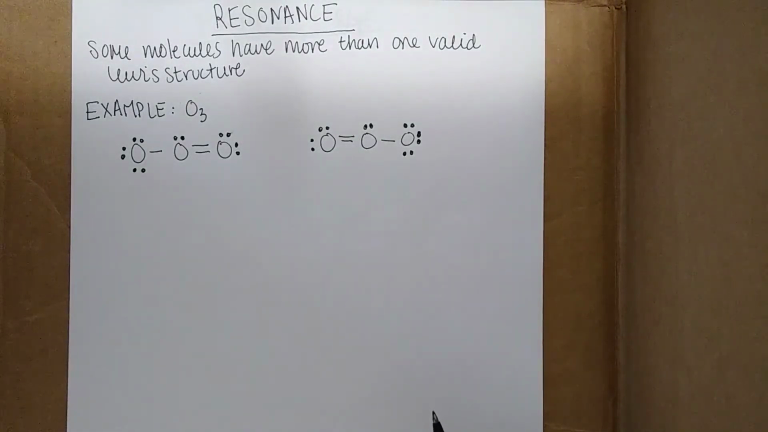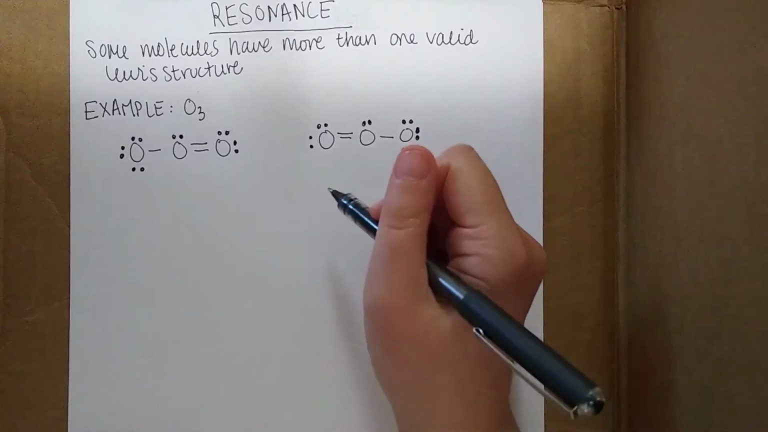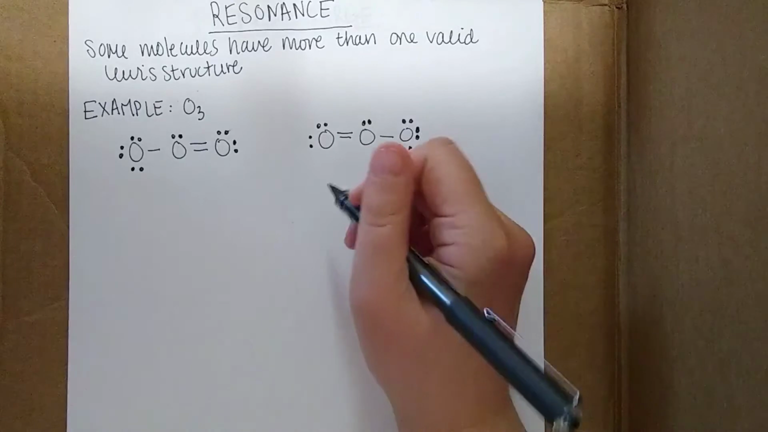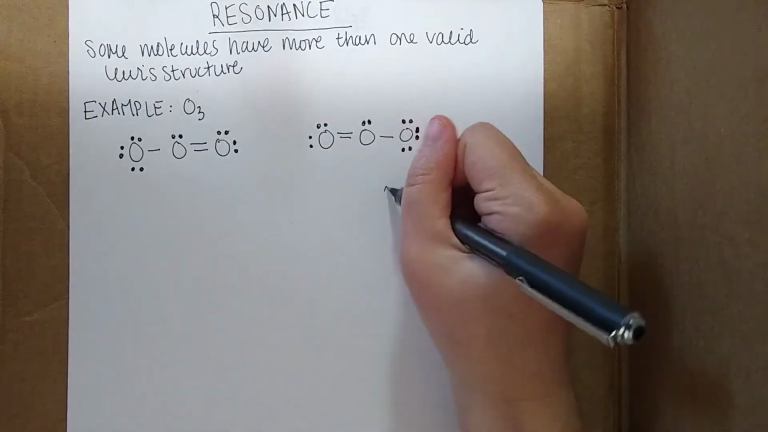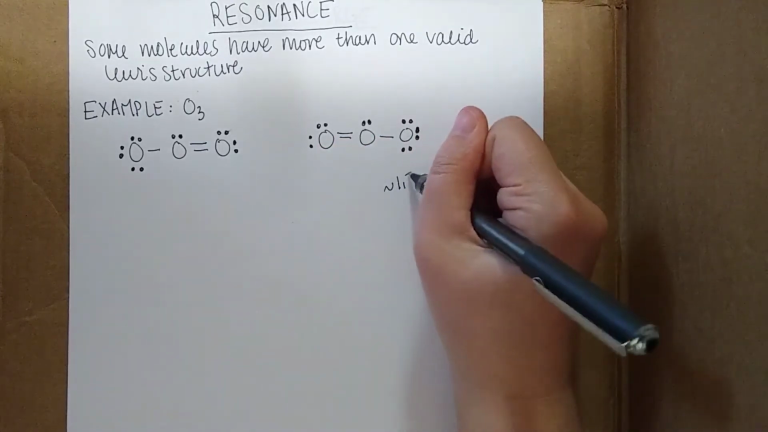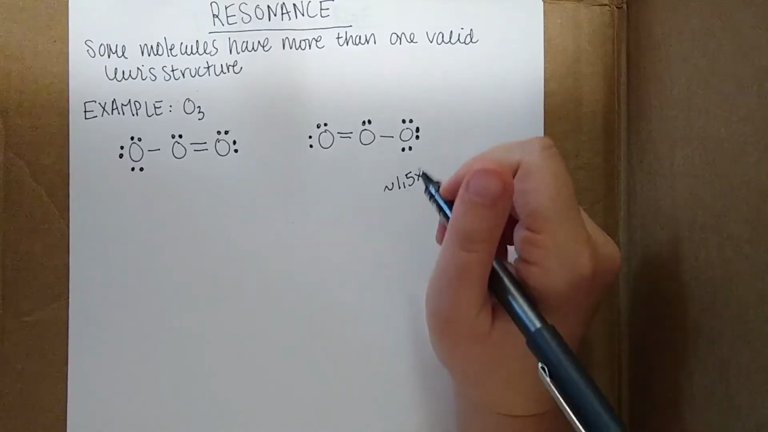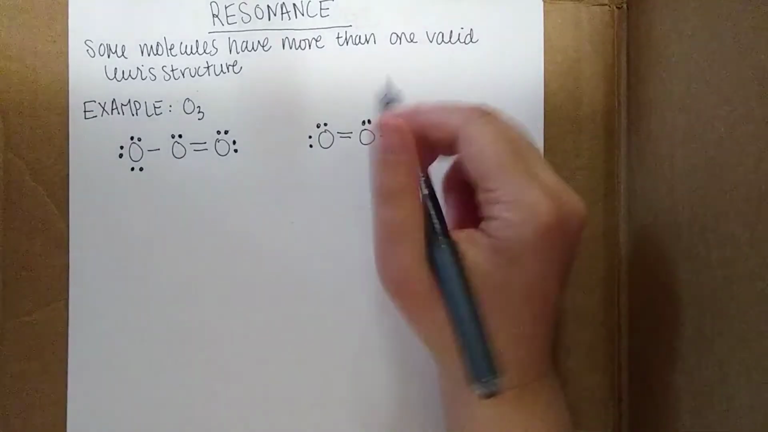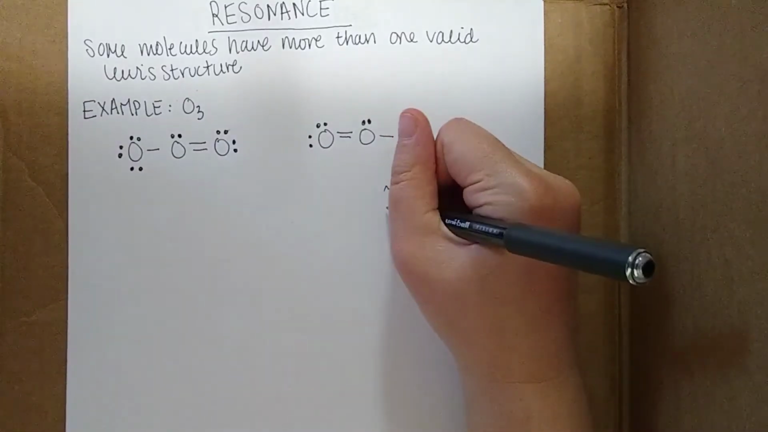And the truth is, within Lewis theory, they're both equally valid, but in reality, when you do an experiment and measure the bond strength between these oxygens, it seems like the oxygens each have about 1.5 bonds between them. So what that really means is that the electrons are spread out evenly over the oxygens.